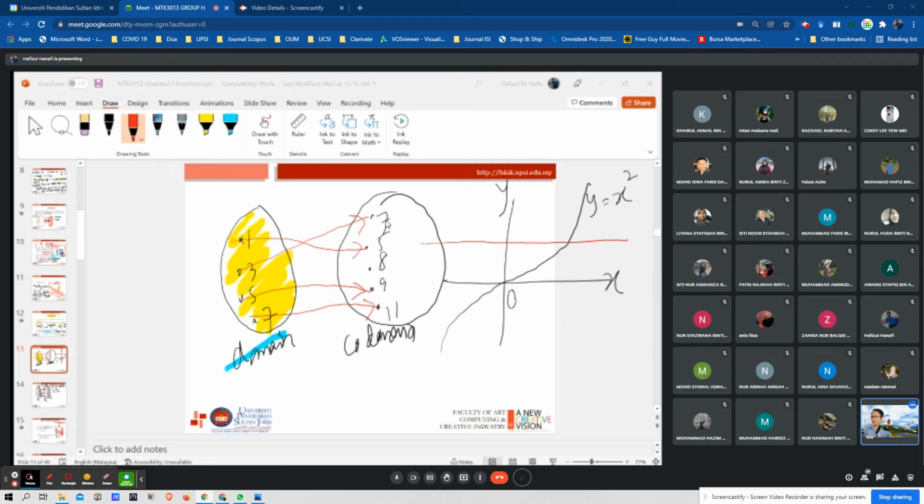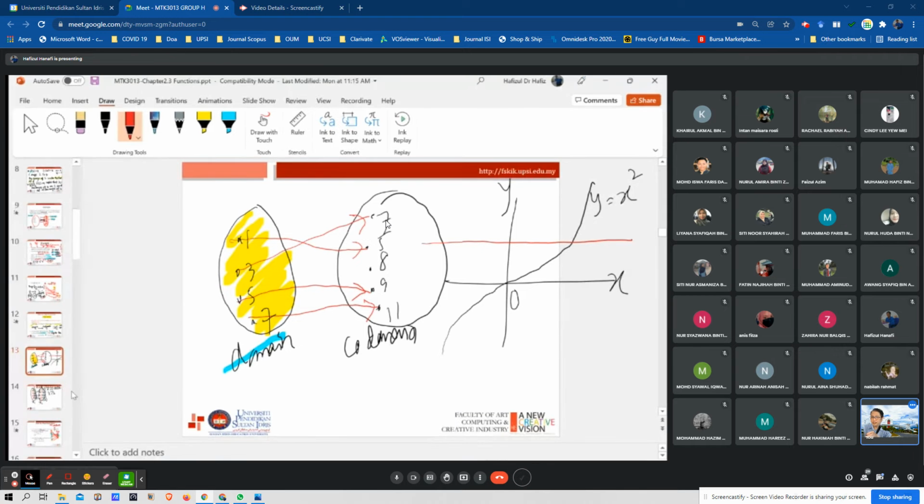Okay, now the next. It only cuts the line once. It cuts here only once. Okay, this one is injective.